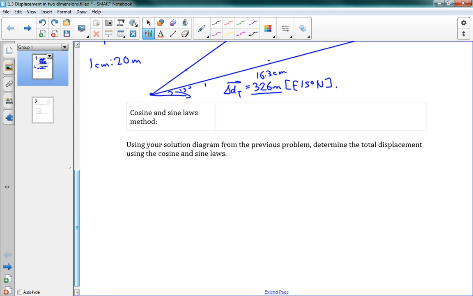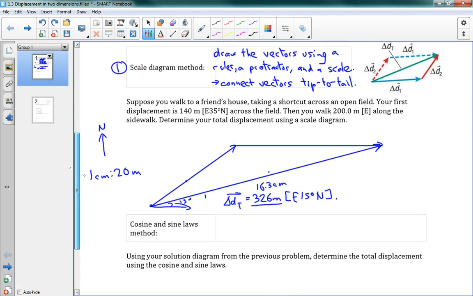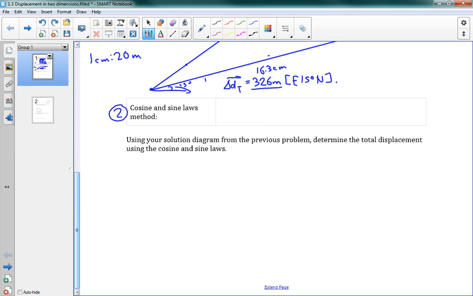So now we're going to look at method 2. That was method 1 here. Now we look at number 2. Number 2 is using the cosine and sine laws method. So here what we want to do is we sketch the problem. Then we use trigonometry to solve the triangle.